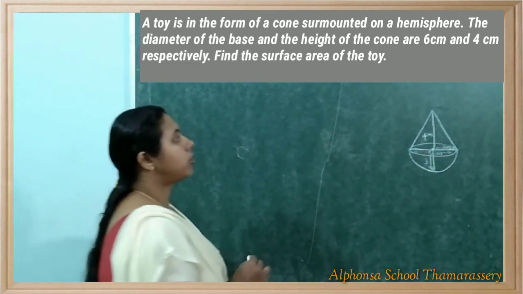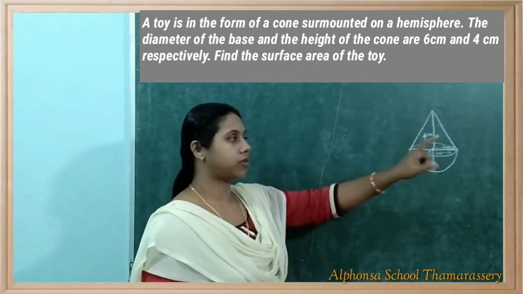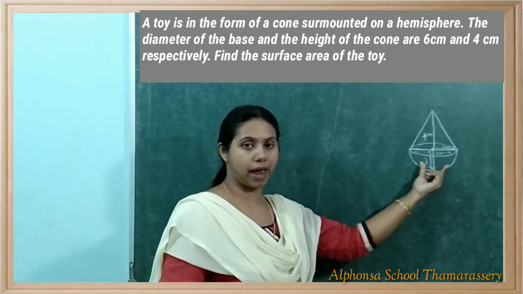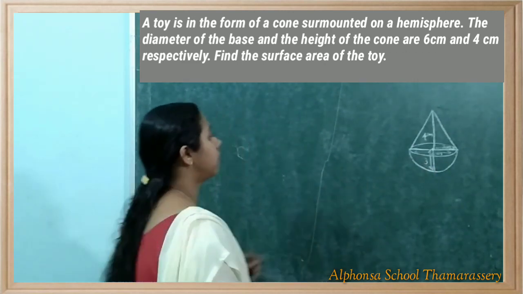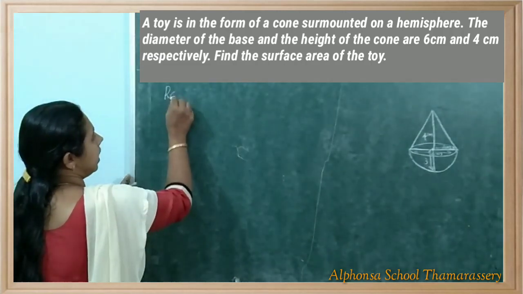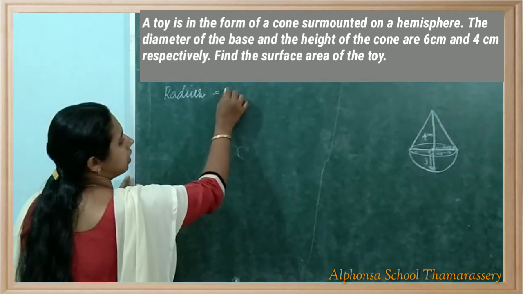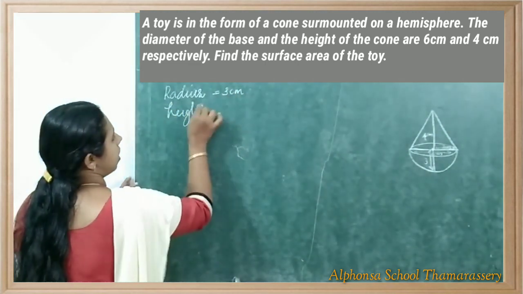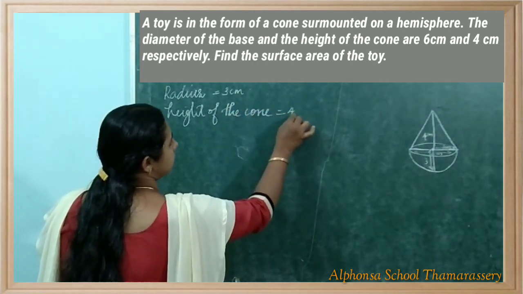Now we want to find the surface area of this toy. So the surface area of this toy is equal to curved surface area of this cone plus curved surface area of hemisphere. Then you will get the total surface area of the toy. So first you have to write the radius. Radius of the solid is equal to 3 centimeter. Height of the cone is equal to 4 centimeter.